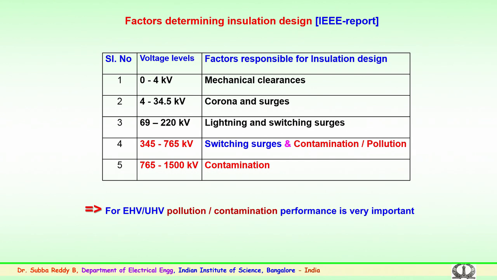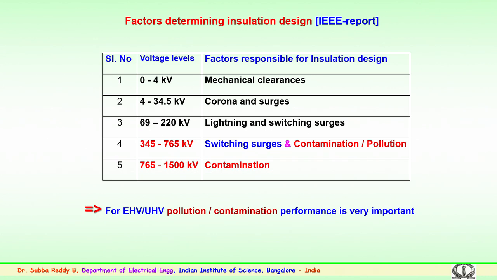So, we have looked into the slides. Very important, this gives us the idea of what factors determine the design of insulation. For voltage levels lower than 4 kilovolts, we have to look into the mechanical clearances from the ground, and the towers which are being used. Below 4 kilovolts, lightning and switching surges do not play much of a role. Above 4 kV up to 33 kV or 34.5 kV, corona and lightning surges play a role in the design of line insulation.